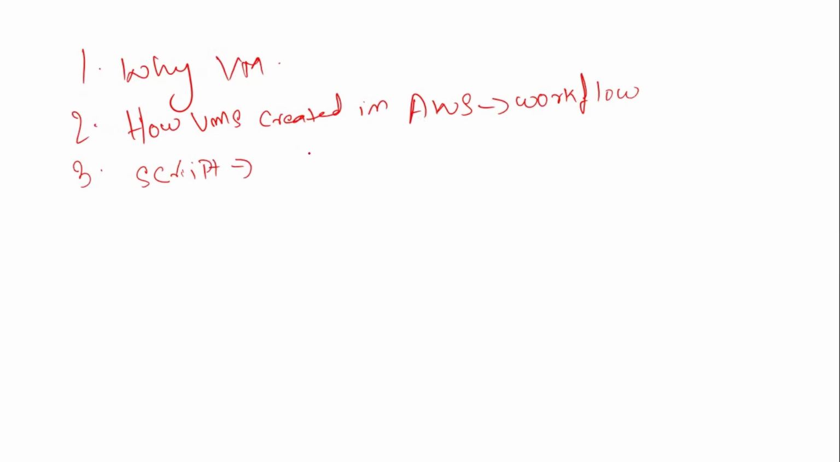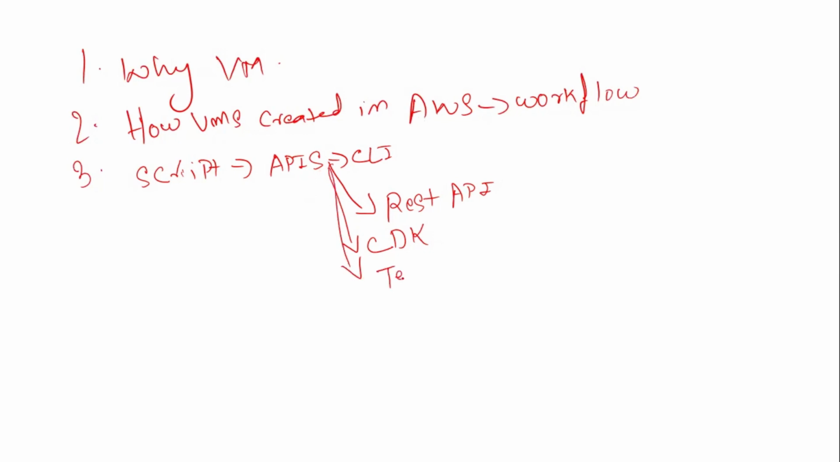and in order to write a script, we call APIs. Those APIs could be of multiple types. Those APIs could be CLI. That API could be your REST API, the respective cloud vendors' CDK, and there could be Terraform also, which can leave its footprint.